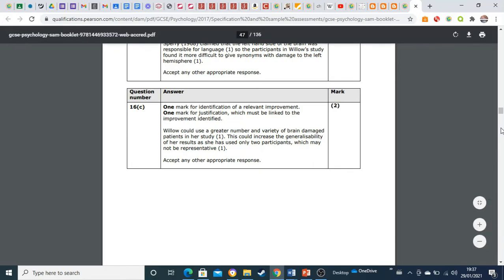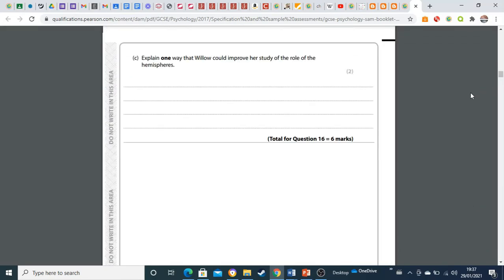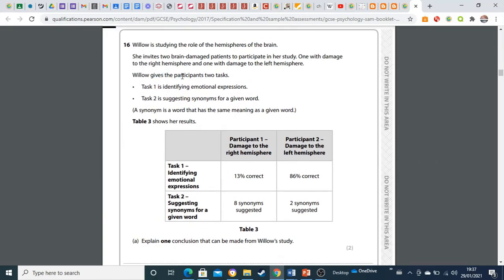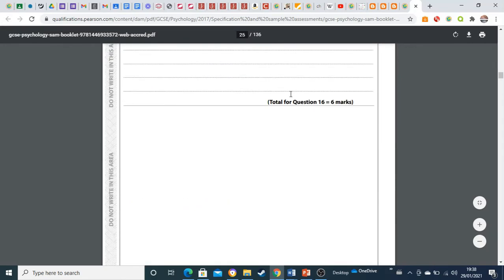Oh, she only used 2 participants. Yes. Okay, yeah, you always want to look at as many details as you can. So, for example, how many participants are used? So, 2 brain damage patients. Yeah, okay. I should have noticed that, really.